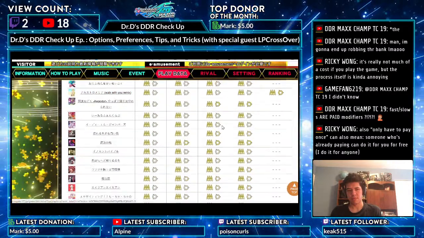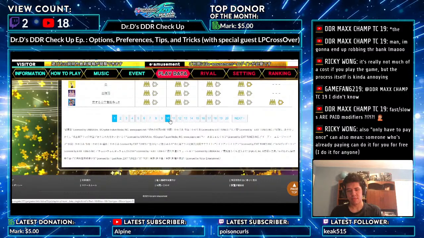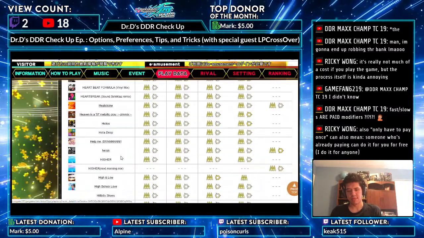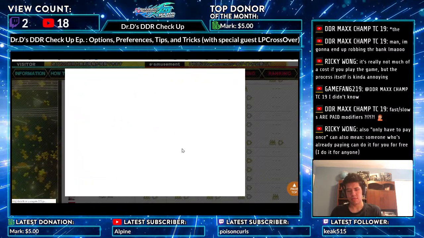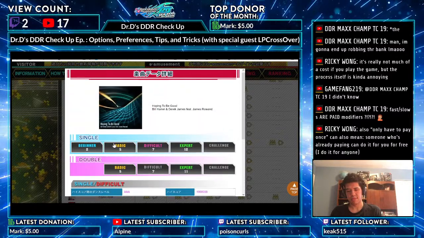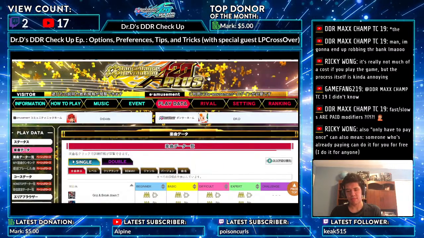So here's your play data. You can see it all here, but let's be honest, there's like 20 pages to click through, and it's not exactly looking that great. It's not very interactive, and even if you click on something, it's just like, oh yeah, there you go, that's your score. It's whatever. But if you do have a paid subscription, you can export it to things.